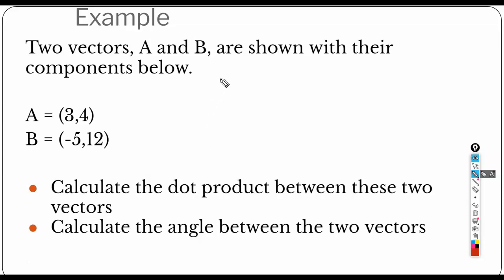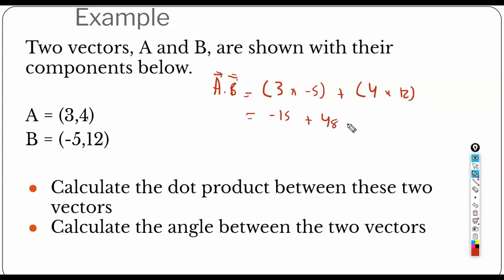Okay, so the first thing we want to do is we want to do A dot B. Okay, and remember, to do a dot product, all I'm going to do is multiply the x components together. So in this case, I would do 3 times -5 plus, then I multiply the y components together, 4 times 12. 3 times -5 is -15. 4 times 12 is 48. And so that's going to be a positive 33. And that's the answer to the first question. Okay, that is the dot product.